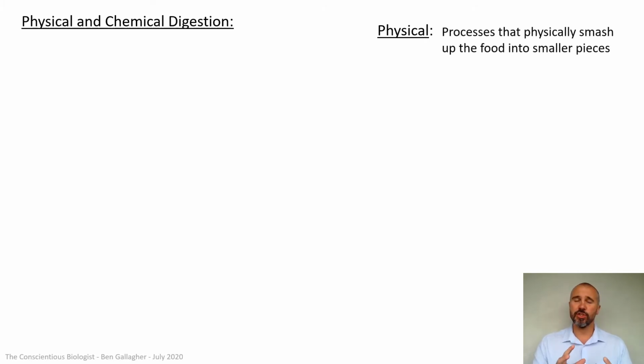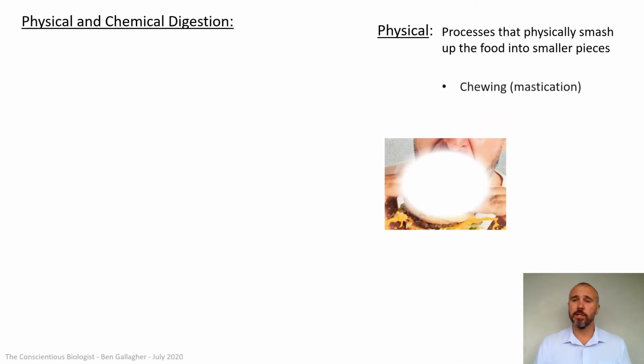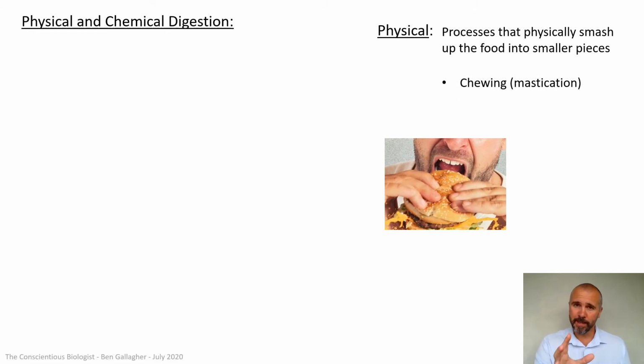So physical digestion are processes that physically smash up the food into smaller pieces. They don't necessarily break the chemical bonds down to create the monomers, but it's the start of the process, breaking the bigger bits into smaller bits. And there's two main ways that you do this. The first one is chewing. Now the correct name for chewing is mastication. Please be careful with your spelling and pronunciation of that one.